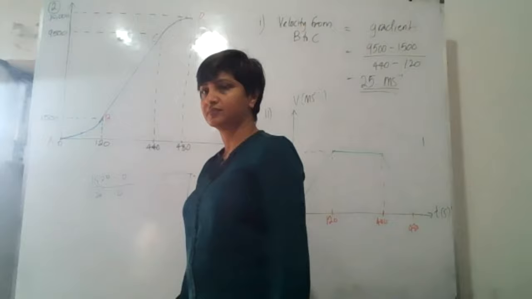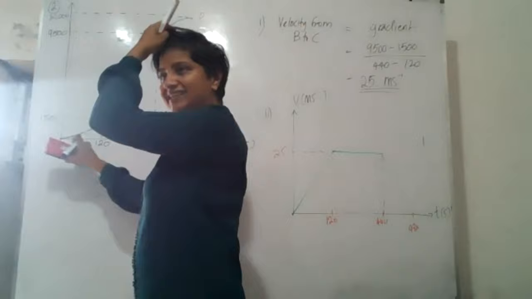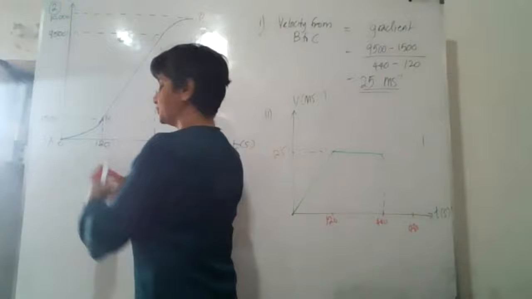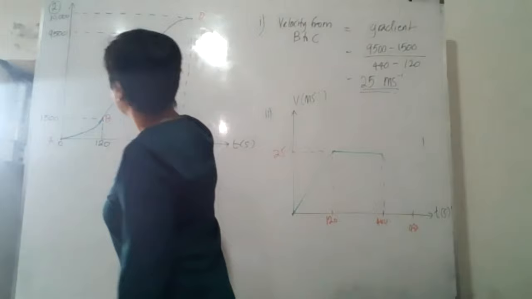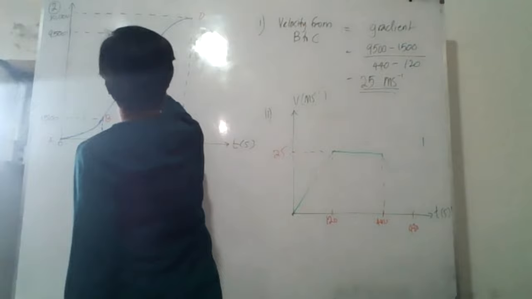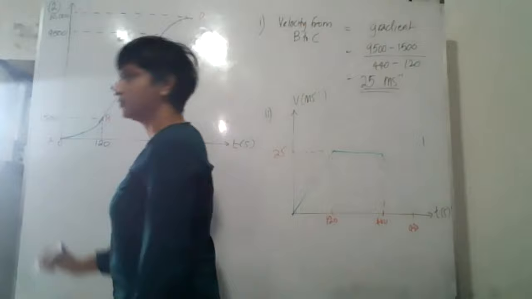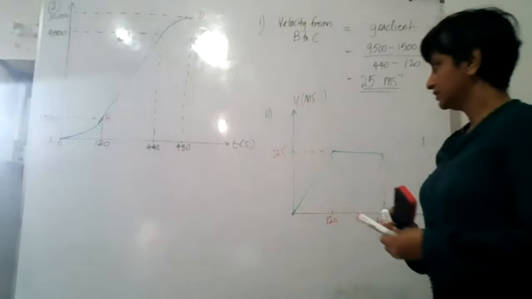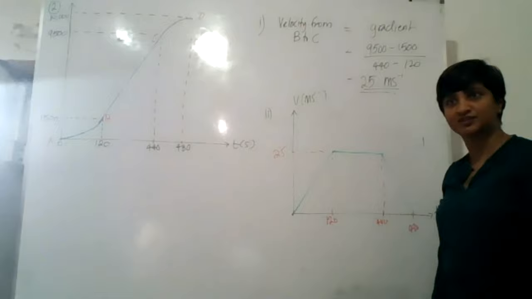If you have the function, you can do it. This function is a linear function. If you were to write an equation for this part, it would be v equals 25t, and the gradients of those are negative. If you find the area under the trapezium, it should be equal to 10,000.